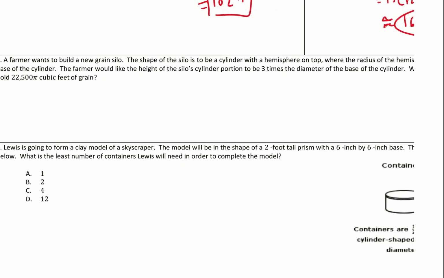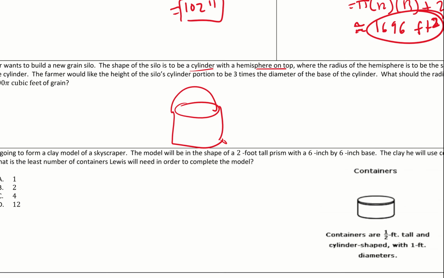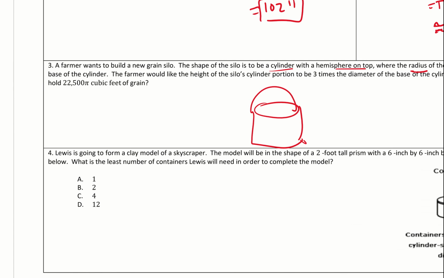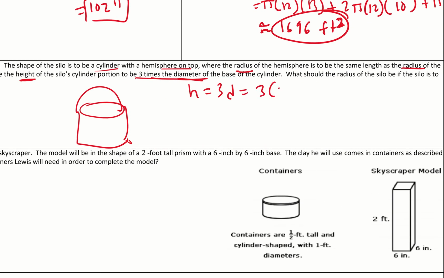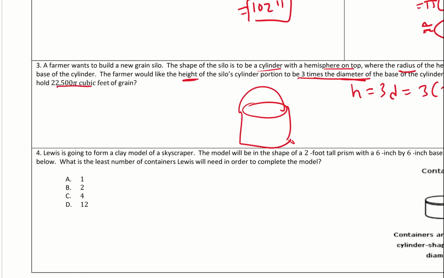All right, so number 3, a farmer wants to build a new grain silo. The shape of the silo is to be a cylinder with a hemisphere on top. Now it says the radius of the hemisphere is to be the same as the radius of the base of the cylinder. The farmer would like the height of the cylinder to be 3 times the diameter. So the height is 3 times the diameter, and remember that the diameter is 2 times the radius. So it's basically 6 times the radius. What should the radius of the silo be if the silo is to hold that much cubic feet of grain? So that's the volume.